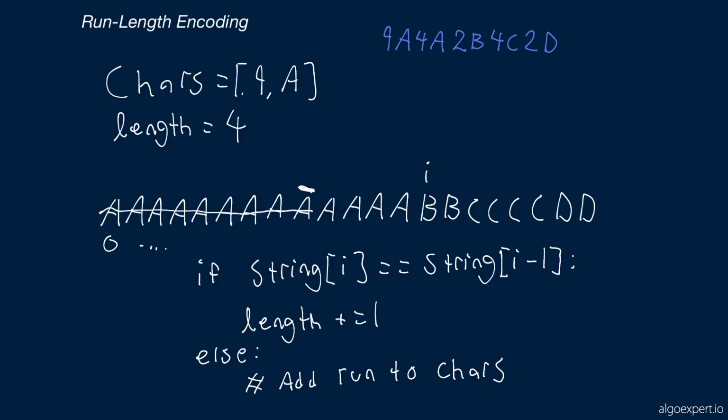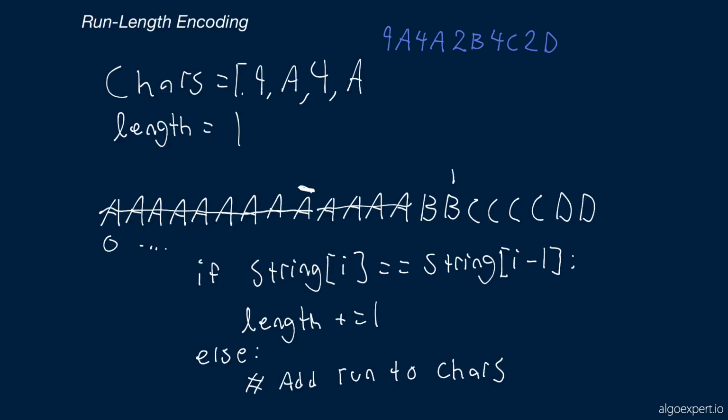And now this condition here is not true. So we get into this else statement, and what do we do? We add the run to our characters list. So we say, okay, that wasn't true. So let's go ahead and add in our run, which in this case is 4. Let's add in the character A. Let's reset the length counter to be 1, and then let's continue on. And now we've taken care of all of this.